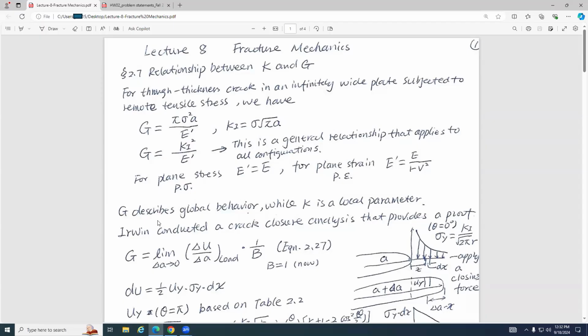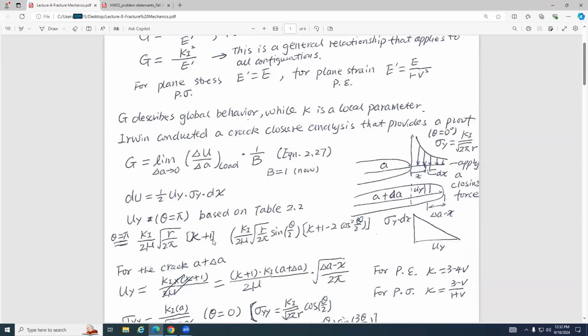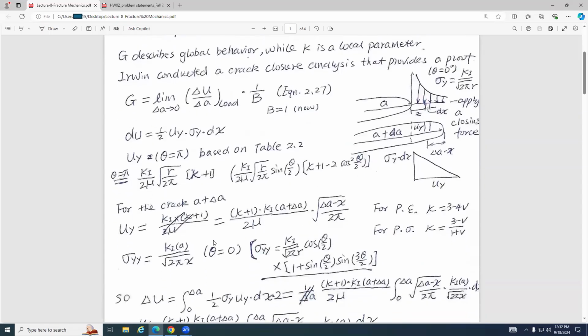Now, I'm going to derive and prove the relationship between G and K_I. When we see this relationship, we can write the relationship between G and I. But now I'm going to show you from the very beginning how we can establish the relationship, so I give you a very detailed derivation. First, you need to know that G describes the global behavior, but K is a local parameter.